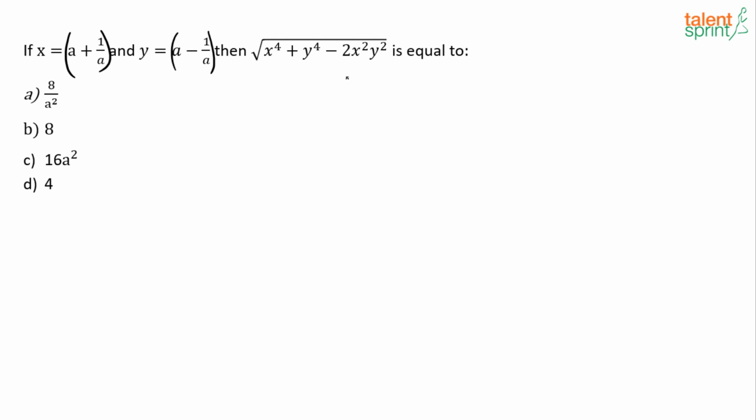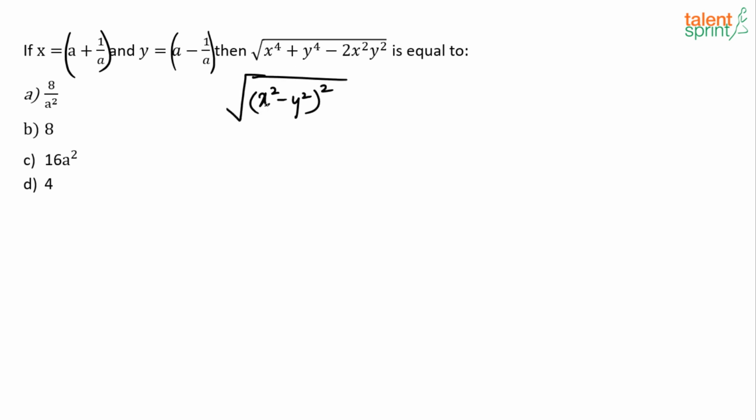square, right? But life would become miserable if you do that, because a plus 1 by a whole power 4 is not very easy to simplify. So what we would do instead is maybe simplify this equation first of all. The requirement is x power 4 plus y power 4 minus 2x square y square. But if you observe closely, this is in the form of x square minus y square whole square under root.